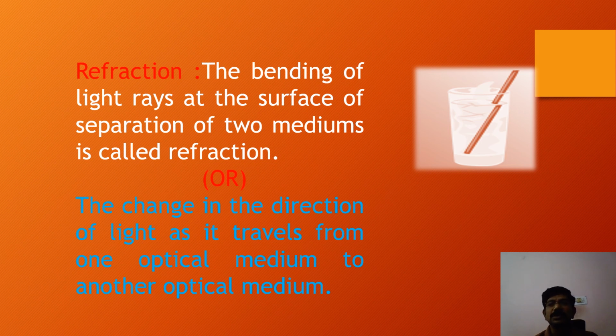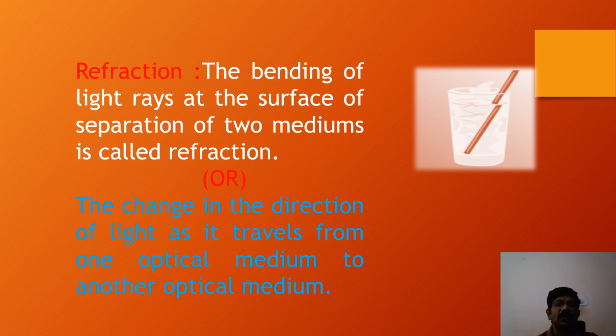Children, observe another example. When a pencil is kept inside the water, the pencil appears slightly raised above the surface. You will find the pencil appears bent at the surface of separation of water and air. Why does this bending of the pencil take place? Let us discuss.